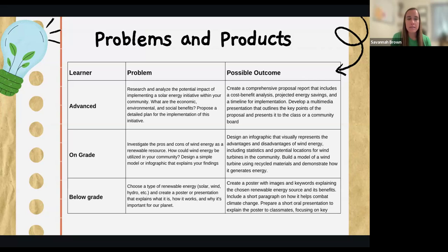The problem is meant to be the prompt that they are given. So what is it that you would like for them to solve, or what is it that you would like for them to come up with a solution to? And then possible outcomes. Project-based learning outcomes should be very wide open. As the students engage in this inquiry process, they should come up on their own with what their outcome is going to be. But for some of your learners, that might be too broad for them. So you could give them possible outcomes. And of course, you can differentiate that depending on the level of learner.